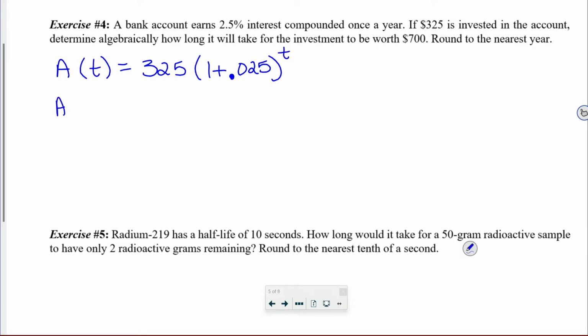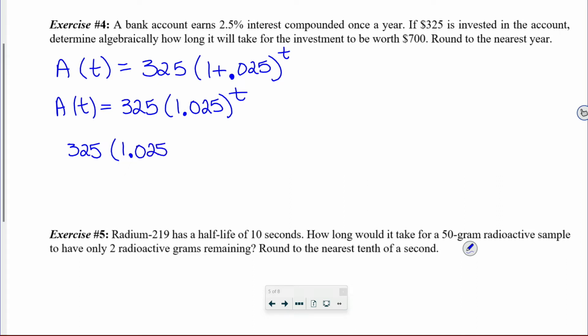Maybe make this model a little bit easier to work with. A of t equals 325 times 1.025 to the t. All right, so there's our model. Now, what equation are we trying to solve? Well, we're trying to solve the equation 325 times 1.025 to the t is equal to 700.